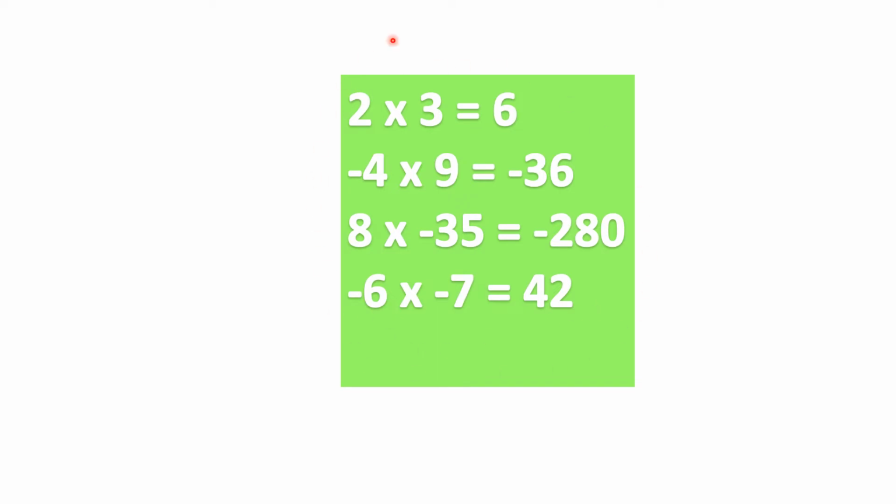This is a revision of the rules that we have studied right now. When both are positive, you get a positive answer. When both are negative, you get a positive answer. When one of the numbers is negative and one of the numbers is positive, you get a negative answer, right? So let's look at the next one.